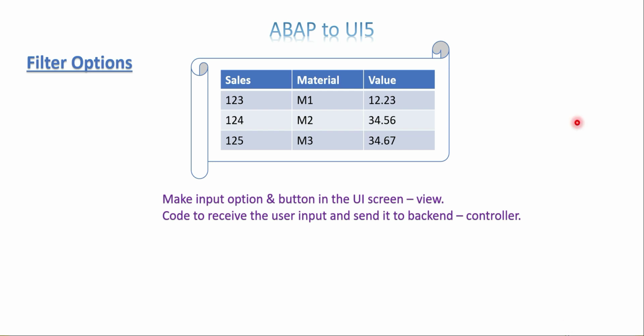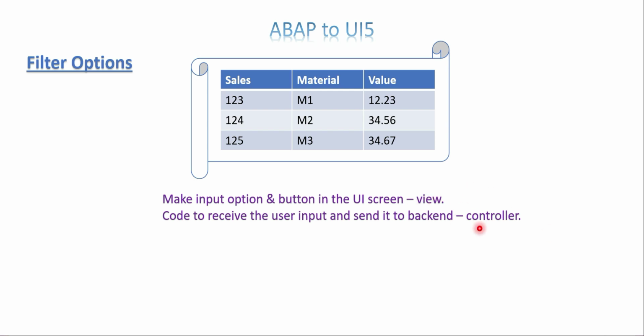From the front-end perspective, I'm going to make input options, means input fields and buttons, because it's going to be two fields in the UI screen, and that's going to be done in view level. Next, I need to write code to receive the user input, whatever the user has entered in the UI application, that needs to be received in a variable, and that needs to be sent to the backend along with the OData service. Whichever OData service is bringing the data, we are going to send the filter to that OData service. Then in the backend, in the specific get entity set method, we are going to write the code as well.